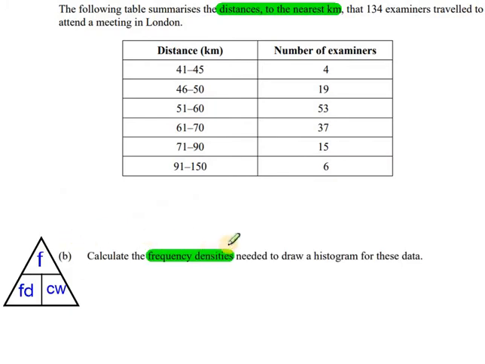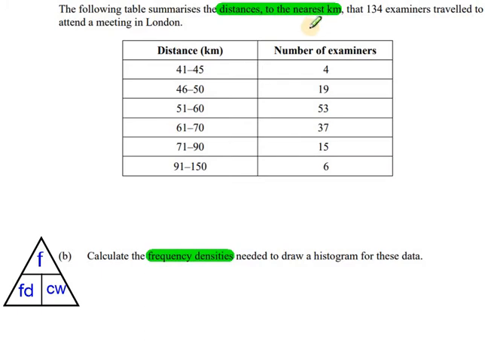Part B, we have to calculate the frequency densities needed to draw a histogram for this data. So we're not doing the actual histogram, we just need to calculate the frequency densities. So frequency density is frequency divided by class width. Well, these are the frequencies, but the class widths are not based on these numbers.